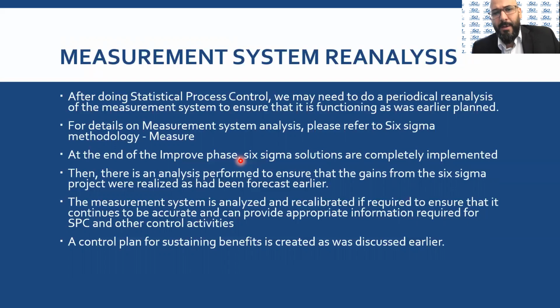At the end of the improve phase, the Six Sigma solution is completely implemented. We talked about that in the improvement phase. After the improvement phase, we implement the solution, and now it's time in the control phase to control the process. Then an analysis is performed to ensure the gains from the Six Sigma project. So now in the control phase, we need to ensure that we are going to get some benefits. We have a better capability. We have a higher Sigma level for the process.